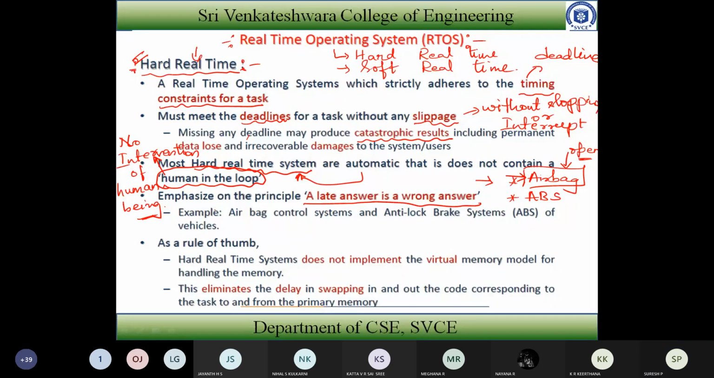Now as a rule of thumb, a hard real-time system does not implement the virtual memory model of handling the memory. That means it will not have the virtual memory model. All of you have gone through virtual memory, I think. It does not implement the virtual memory model.